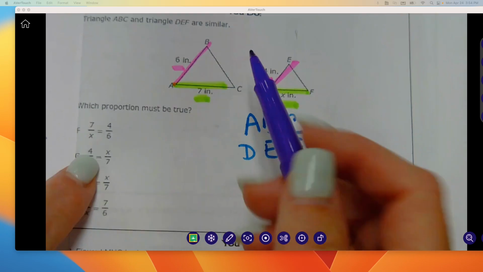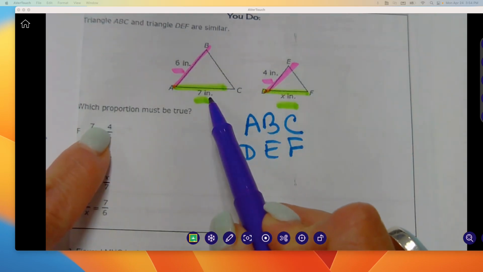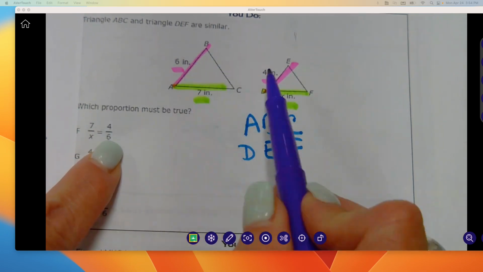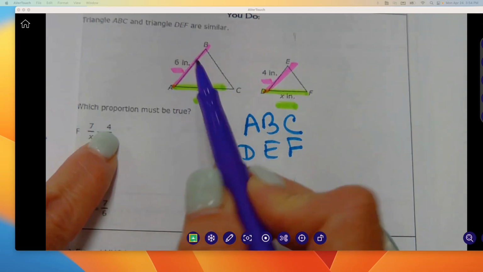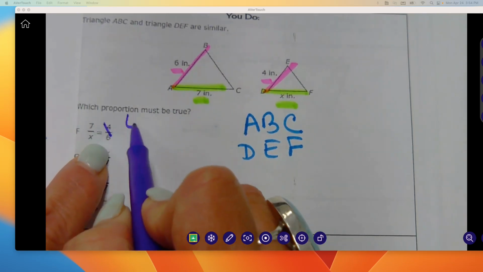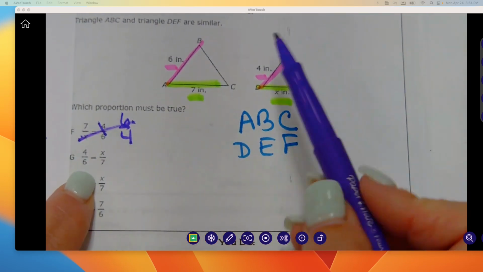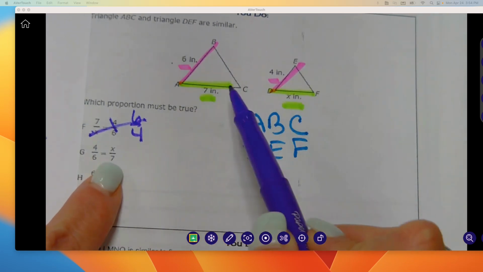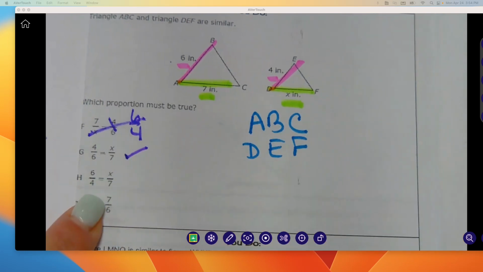We have 7 and X. Okay, so since 7 is on top, that means 6 has to be on top. Now, 4 and 6 correspond, but again, since 7's on top, 6 has to be on top. So this should have been 6 over 4. So it's not this one. Let's look at the next one. We have 4 over 6, okay, X over 7. That one looks good.